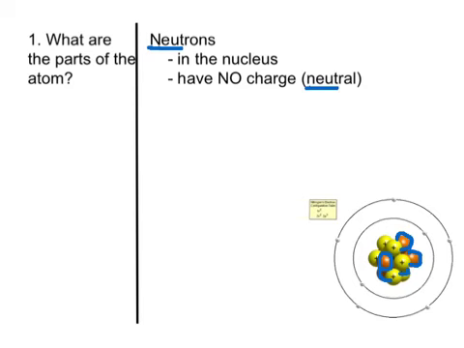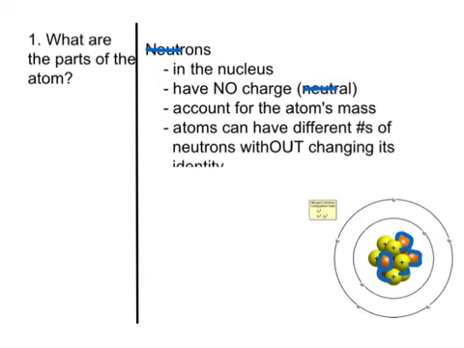Now, neutrons are in the nucleus, so that means that they are going to account for the atom's mass. There are two things that make up the mass of an atom, the protons and the neutrons. Like I said earlier, we're going to put in our notes that atoms can have a different number of neutrons without changing its identity. So the protons are the identity maker. How many protons an atom has will tell you what type of atom you're talking about. The neutrons just add weight. It doesn't matter if there are 2 neutrons versus 8 neutrons. It just means it's a skinny hydrogen atom versus a fat hydrogen atom. So again, the neutrons don't change the identity.